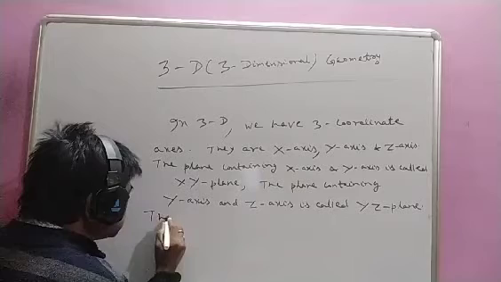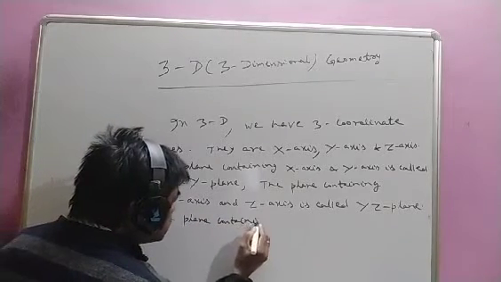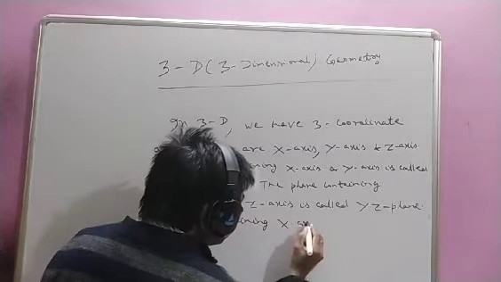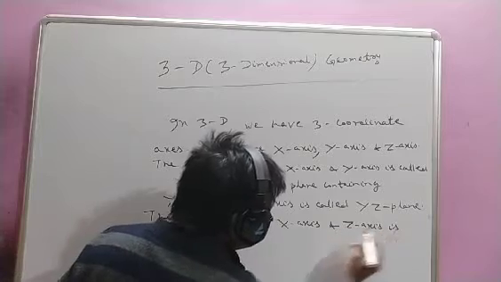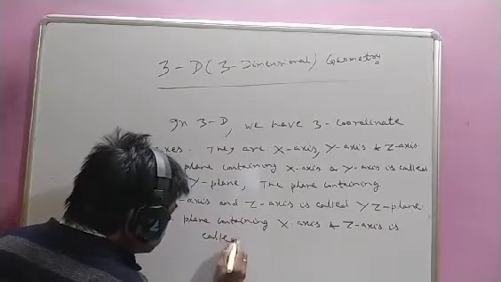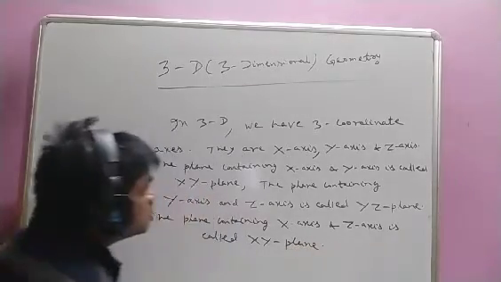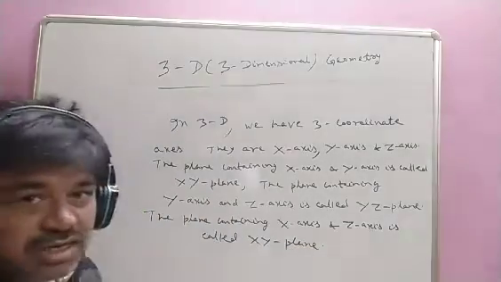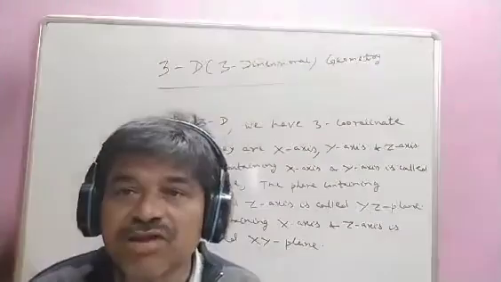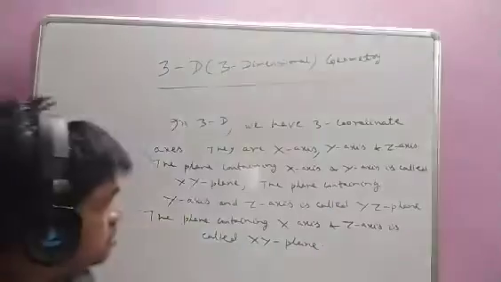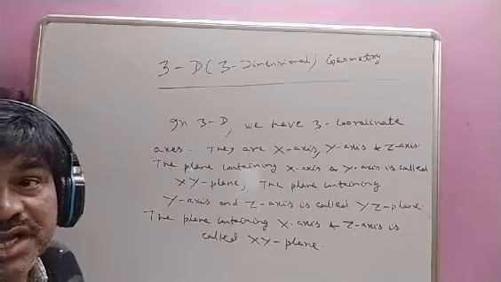The plane containing x-axis and z-axis is called xz plane, or you can say zx plane. So thus there are three coordinate planes. And what is the angle between x-axis and y-axis? That is 90 degrees. The angle between y-axis and z-axis is also 90 degrees, and the angle between x-axis and z-axis is also 90 degrees.